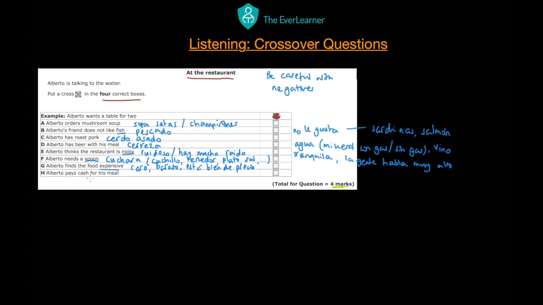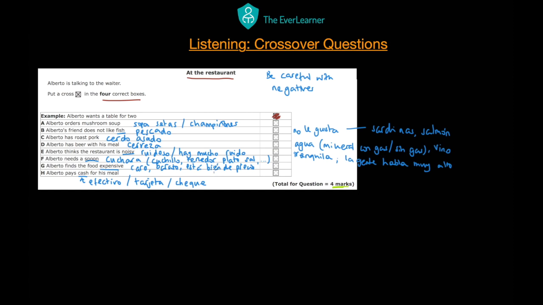Alberto pays cash for his meal. The Spanish expression for cash is efectivo or en efectivo. But you might also hear things like tarjeta, card. You might hear, voy a pagar con tarjeta, or puedo pagar con tarjeta. So again, be open to possible expressions. Another thing, fewer people pay by check, but you might find it. So this is our anticipation work.